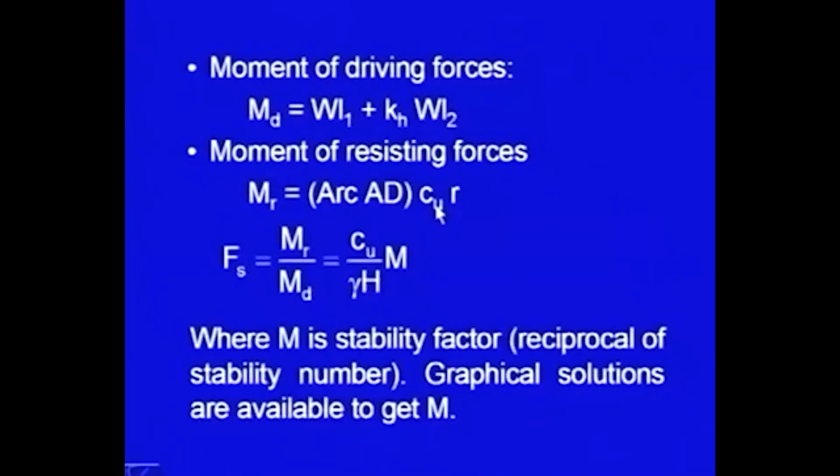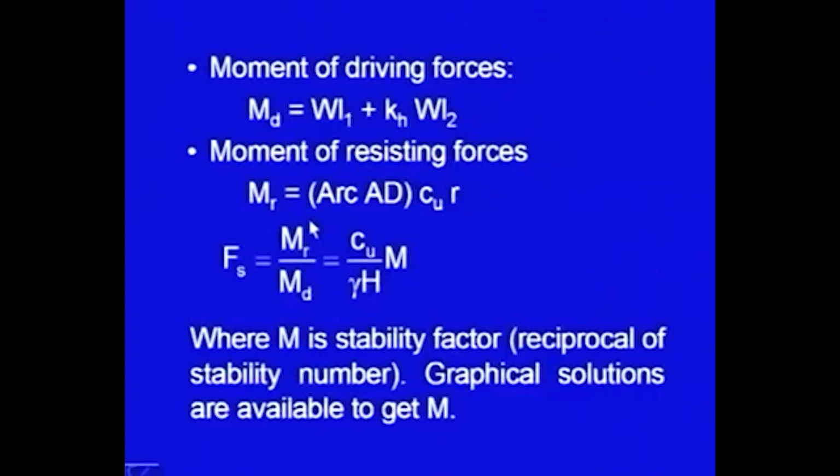We are assuming it is a limiting case, otherwise Cm can be taken when it is a safe case, and into radius. So, that gives you the resisting moment, and the factor of safety expression is very simple. Fs is equal to the resisting moments upon the driving moments. And again we have to use the same procedure as we did last time.